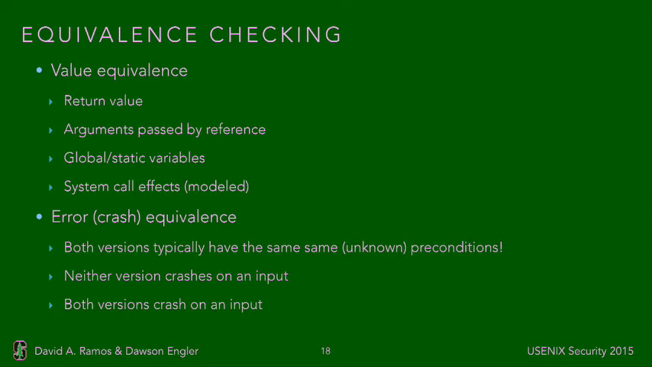So as I mentioned, inputs to individual functions typically have some set of preconditions, and within our tool, these are unknown preconditions. When we're doing cross-checking or equivalence checking, we don't know what these preconditions are, but we do know that in most cases, the 2 functions have the same set of preconditions. So here we're interested in cases where one version of a function crashes, but the other does not. If they both crash, we assume that those inputs that caused the crash violated those preconditions. And so we do not report an error in that case.